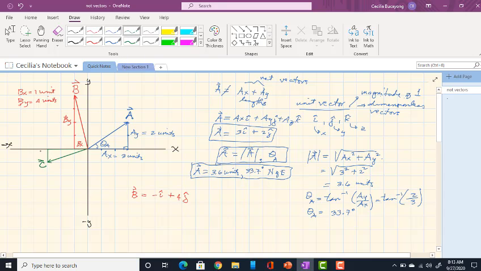Okay, so let's have vector C. Vector C is in here, CX for along the x-axis and CY for the y component of our vector C. So again, our CX is equal to 1, 2, 3. So 3 units.